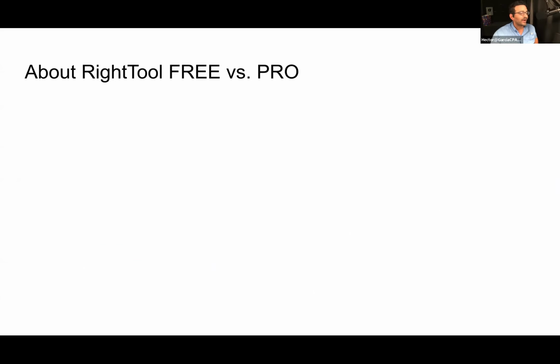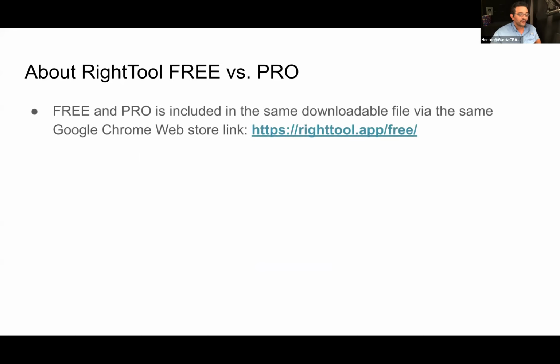Okay, so let's talk about RightTool Free versus RightTool Pro. Both Free and Pro are included in the same downloadable file. You're going to download one version of RightTool into your browser, and if you have an active Pro subscription, the tool will activate itself into Pro. And if you don't have an active Pro subscription, or you haven't connected your extension to the Pro web portal, then it's just going to revert back to free. So there's always going to be a free version.